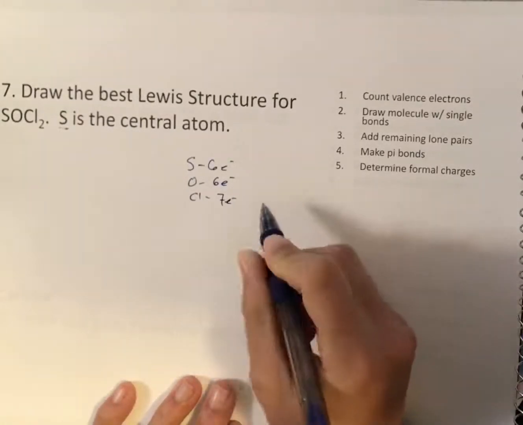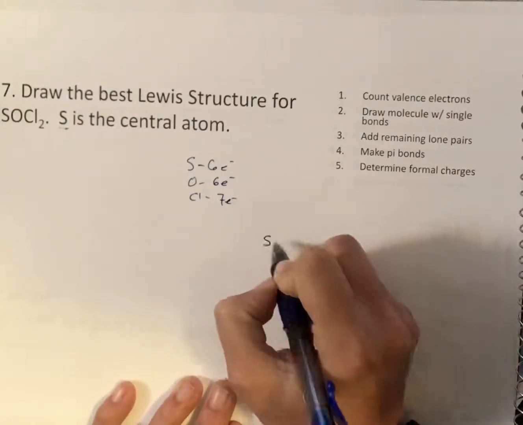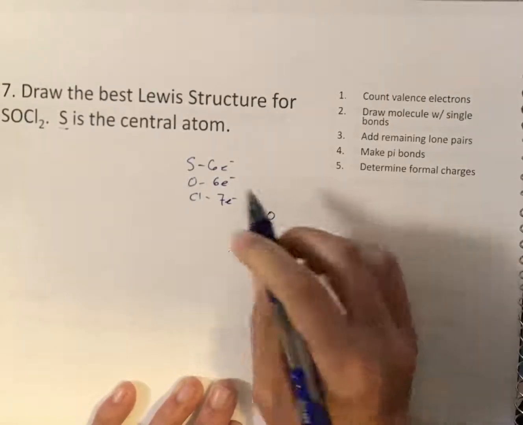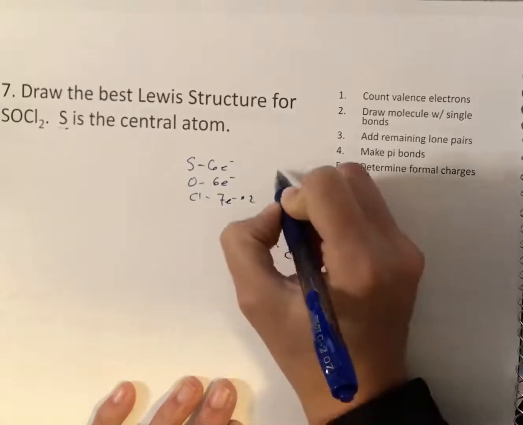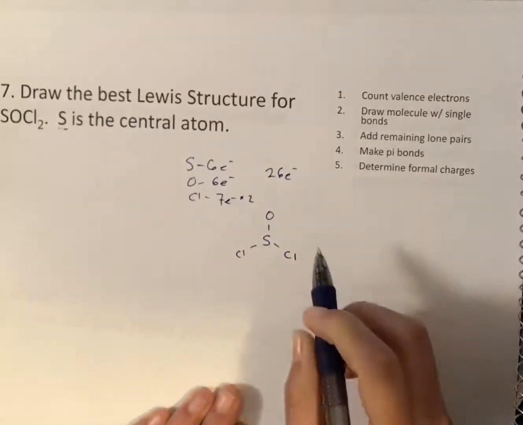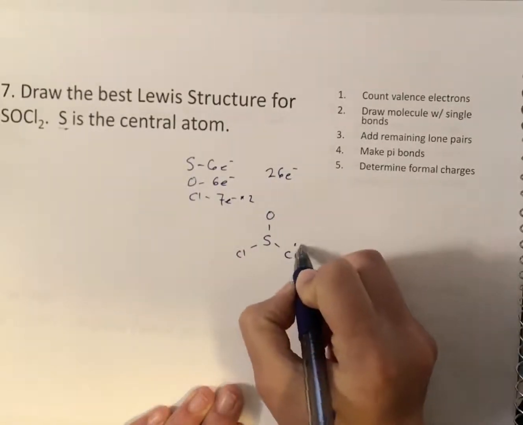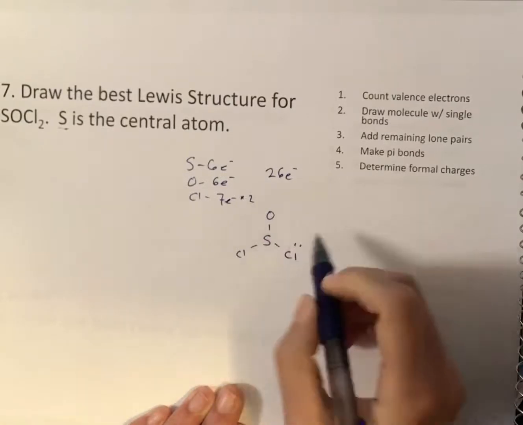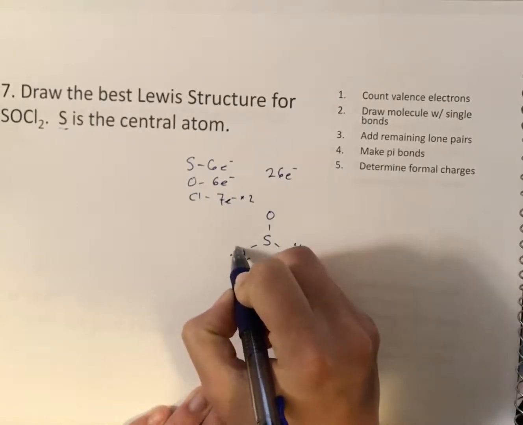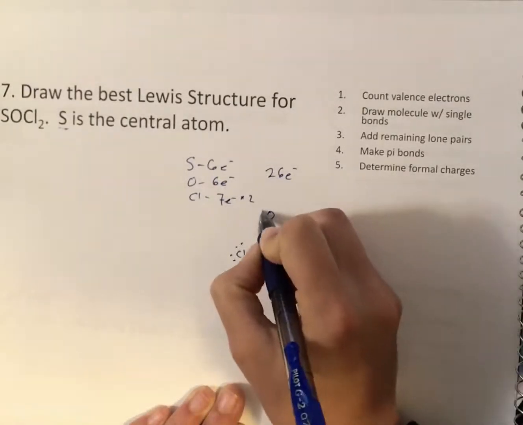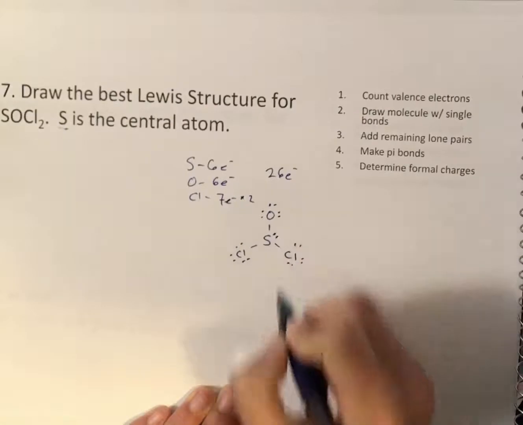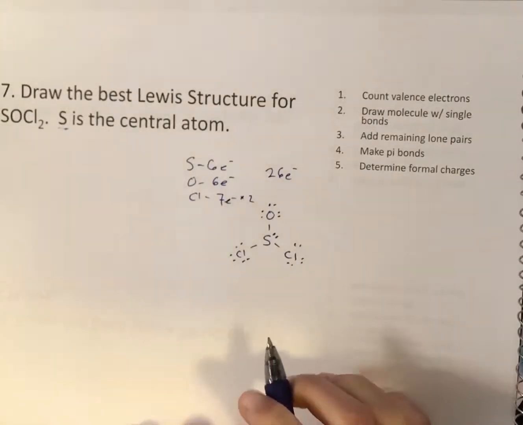So if we do our typical S in the middle, and then oxygen and chlorines on the outside, all of this added up is going to be 26. So we have 1, 2, 3, 4, 5, 6 from the single bonds, 7, 8, 9, 10, 11, 12, 13, 14, 15, 16, 17, 18, 19, 20, 21, 22, 23, 24, and then we put the last ones, 25 and 26, right there on sulfur.